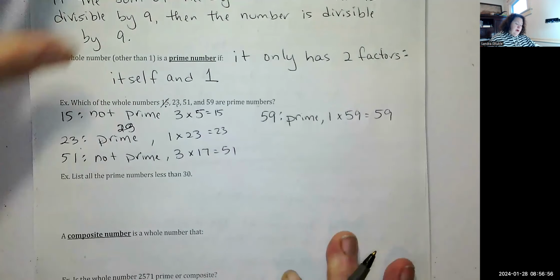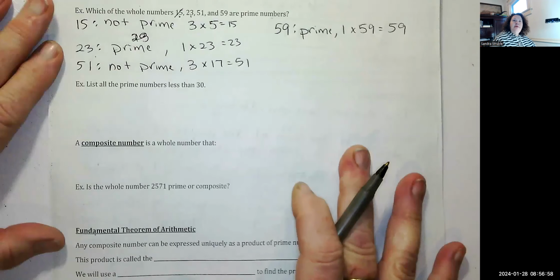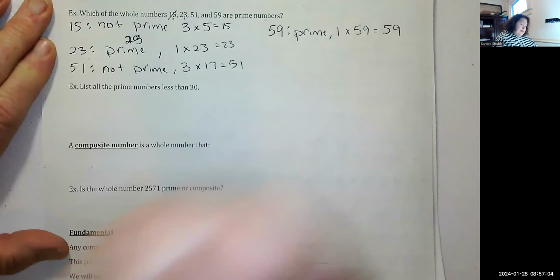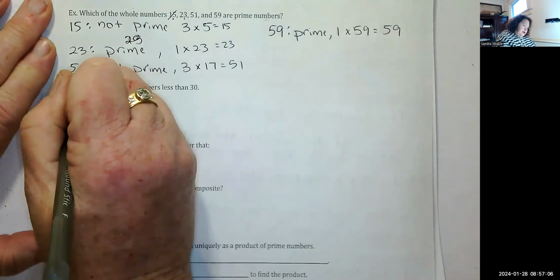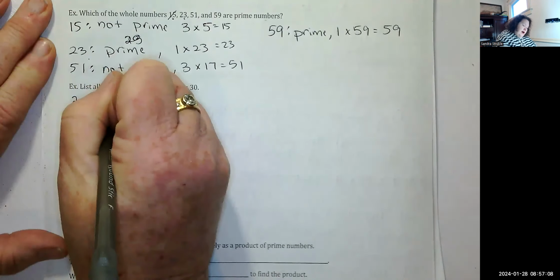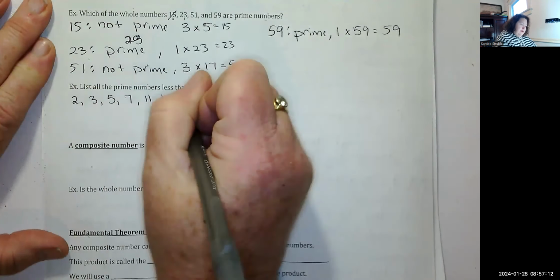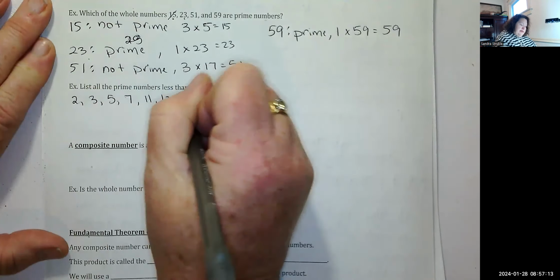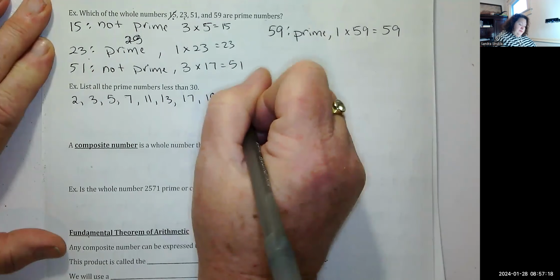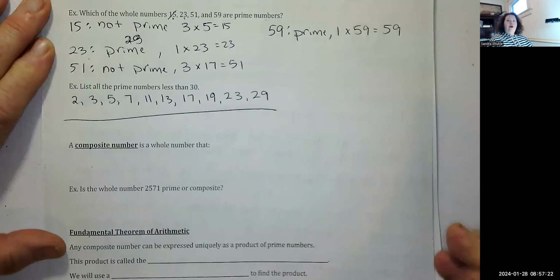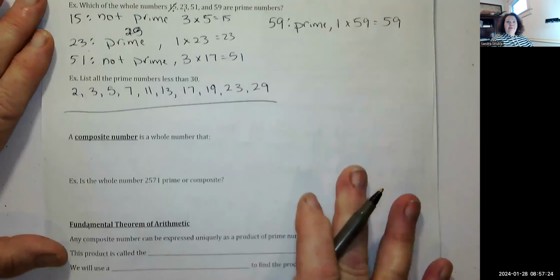All right, list all the prime numbers less than 30. Okay, so we've got, well, 1, but that's a given. So let's go with 2, 3, 5, 7, 11, 13, 17, 19, 23, and 29. Those are all the prime numbers less than 30.